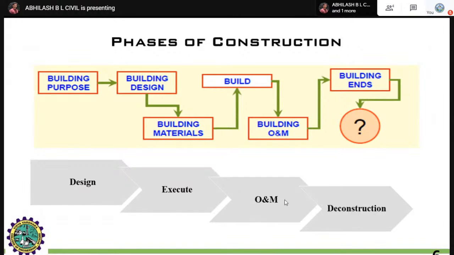Coming to the design, you will identify which type of building you are going to construct. Whether you are going to construct a residential building, and with how many floors, G plus 1, 2, 3, 4, 5. There will be some restrictions on the construction of residential buildings. It will be restricted to G plus 4 floors, depending on the region. That is how the design takes place.